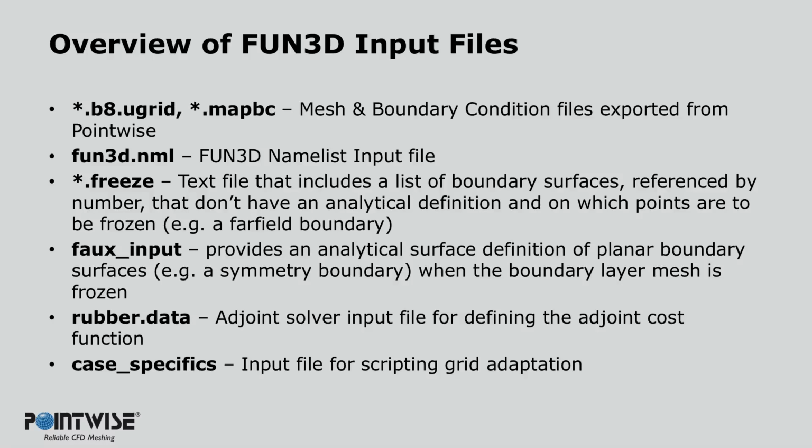For boundaries that are planar, such as is the case with the symmetry plane in our example, a file named flow_input provides a way to indicate that all of the points that lie along a y = 0 plane can be adapted. The adjoint solver has a specific input file named rubber.data for defining the adjoint cost function, and this file is easily generated using a Ruby script named f3d that is included with the Fun3D distribution. In this example, the lift-to-drag ratio was specified as the engineering output to be used in error estimation.